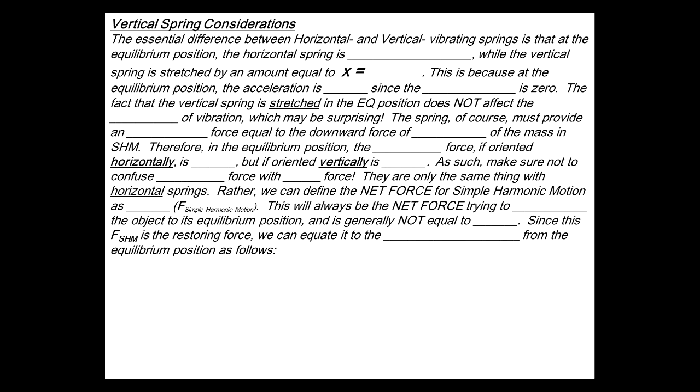So, what's the difference between horizontal and vertically vibrating springs? The horizontal spring is unstretched in the equilibrium position. So you consider that as no stretch at all. But the vertical spring is stretched by an amount equal to that which is required to overcome gravity. So it's mg over k. In other words, mg is equal to k times x. So x is mg over k. Because force is kx, and that's just equal to the weight.